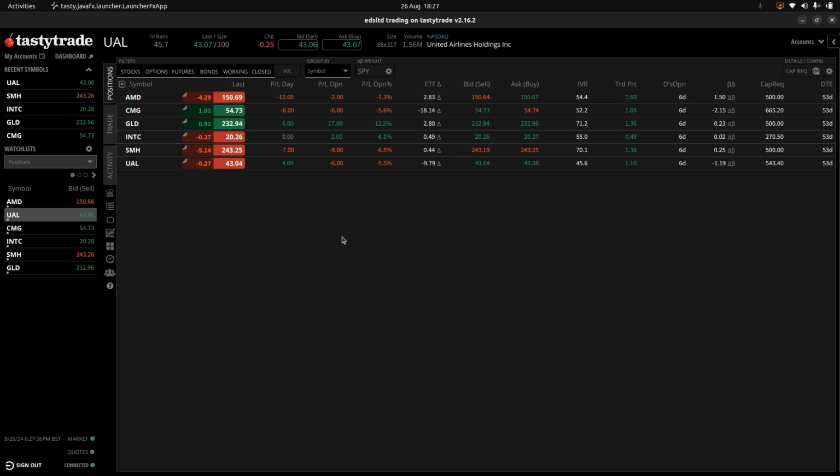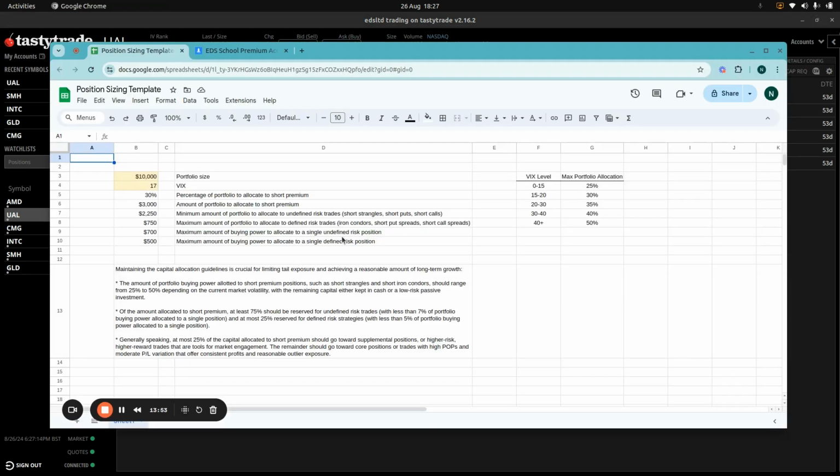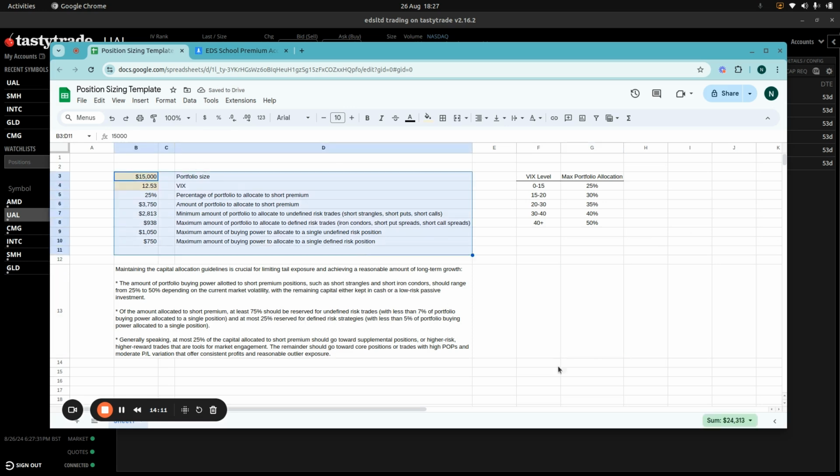If you are wondering about how you can structure your portfolio and what your position sizing should be, then we do have a position sizing template that everybody can get access to. All you need to do is enter your portfolio size. So let's say $15,000, and then let's say the VIX was at 12.53. Everything would then be calculated for you. So then you can look at this column here and you can see exactly how you need to structure your portfolio based on your portfolio size and the current VIX level.